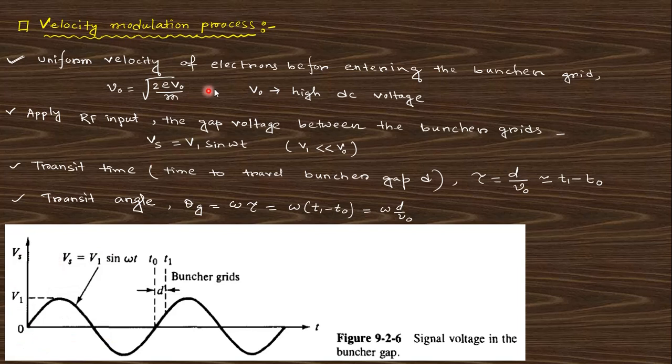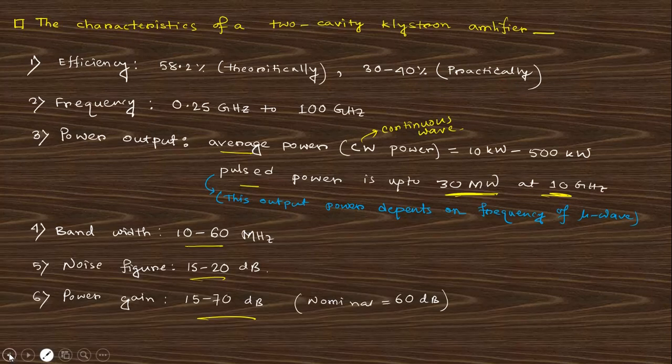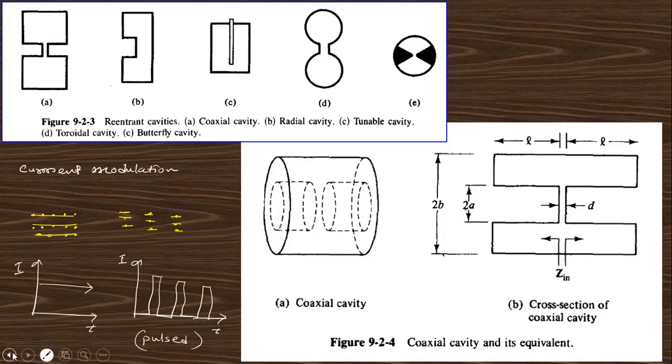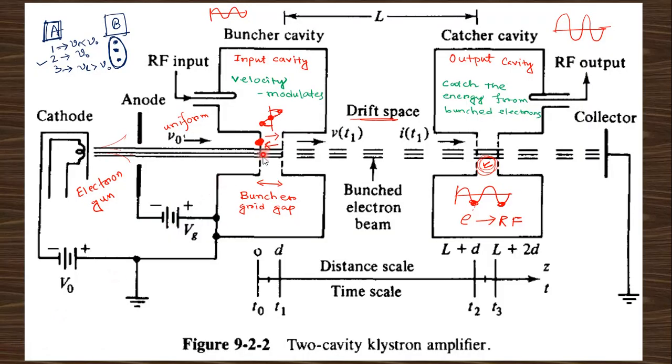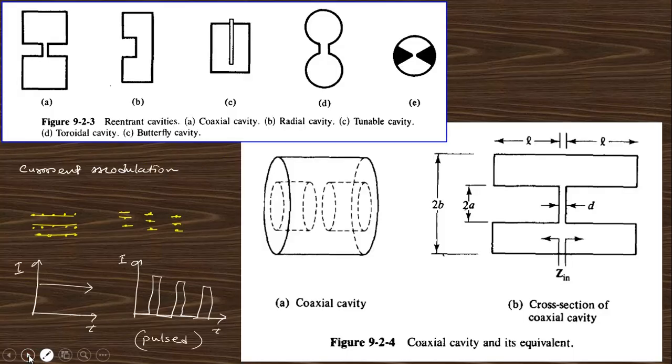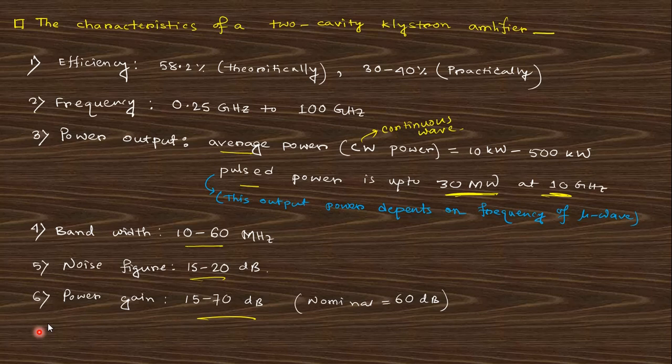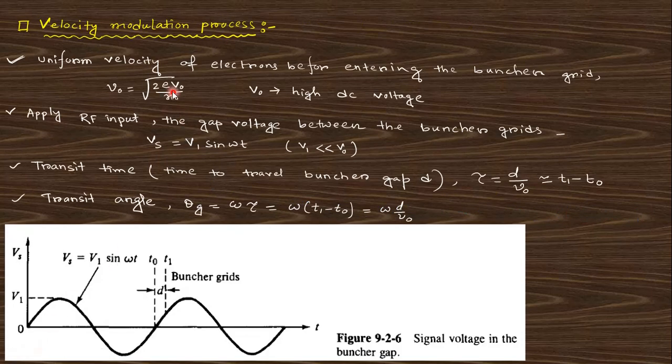Now we want to discuss how the velocity modulation actually happens with the help of mathematics. Here you can see the velocity of the electron entering before the buncher grid. When this electron is at that point, before the buncher grid, the velocity will be constant, and this value is root over 2eV0 by m. V0 is the DC high voltage.